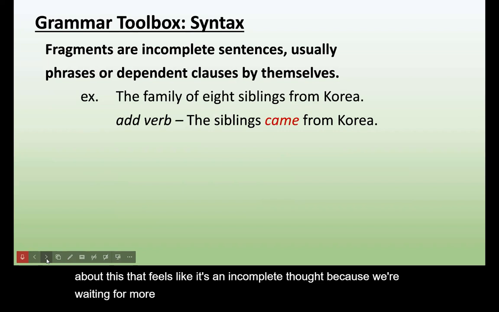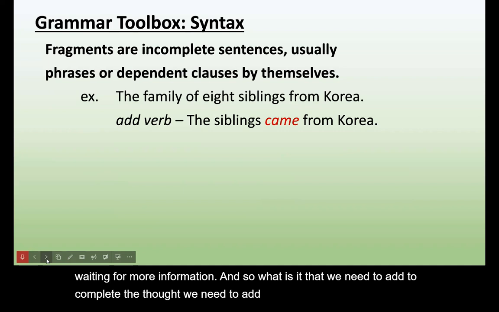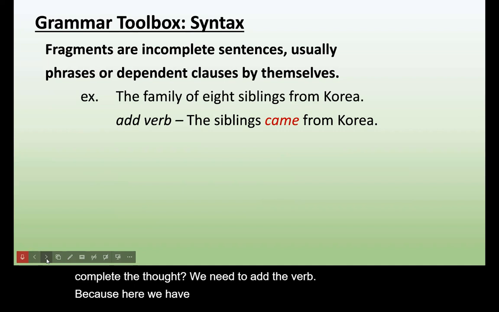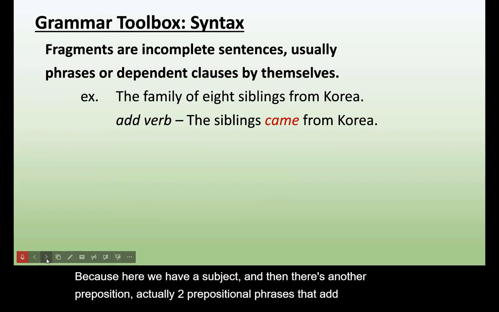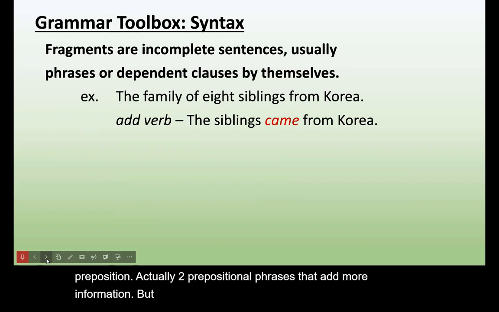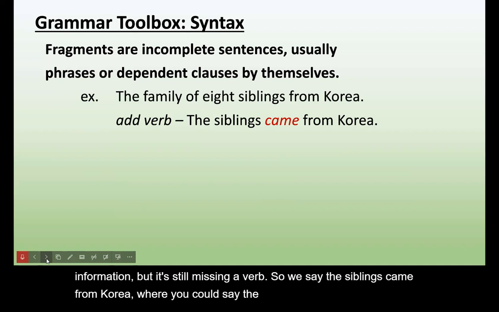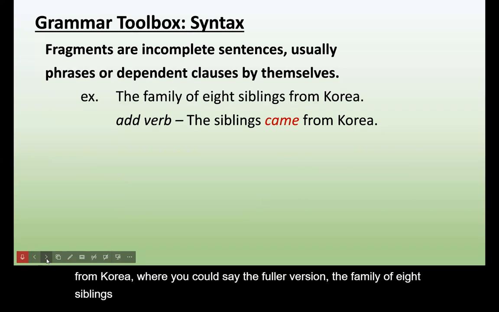And so what is it that we need to add to complete the thought? We need to add the verb, because here we have a subject, and then there's another preposition, actually 2 prepositional phrases that add more information, but it's still missing a verb. So we say the siblings came from Korea, or you could say the fuller version, the family of 8 siblings came from Korea. So just adding that one word, that verb in there, makes it a complete thought.